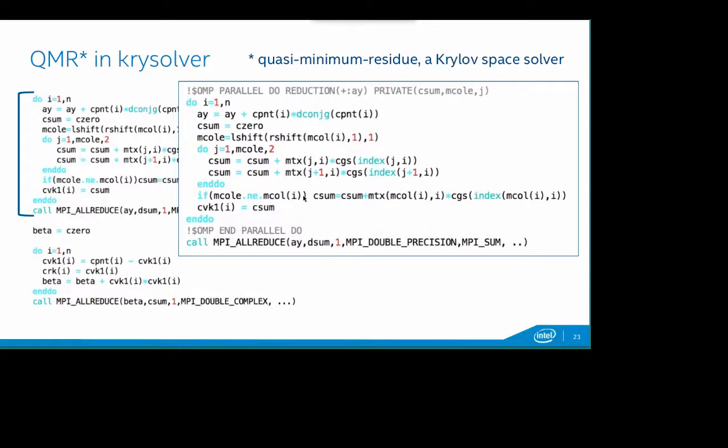So now we are ready to do OpenMP. It is really straightforward. Literally, you put OMP parallel do reduction, because AY was reduced. That's the only value that is being reduced, and every other thing is a product. Then there is a C sum, and an assignment to CBK one. We have a right-hand side, which is a solution from the previous step, and then you update it with the matrix multiplication.